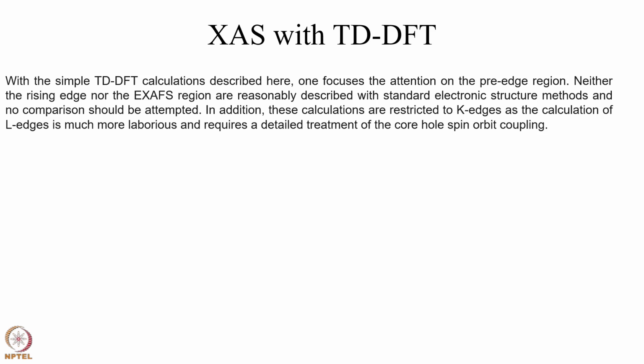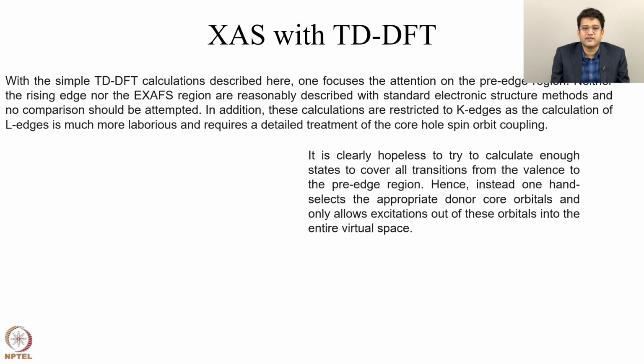For K edge, you are actually exciting from the s orbital. So, the L value is 0, so spin orbit coupling is not there. So, you do not have the problem of splitting of the peak due to spin orbit coupling. So, this is more straightforward. If you want to do L edge, you need to consider spin orbit coupling in your calculation. We will discuss spin orbit coupling in later classes.